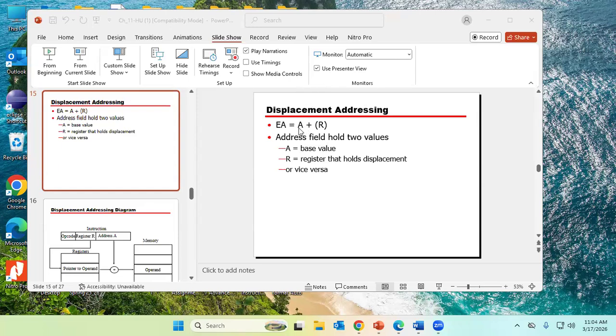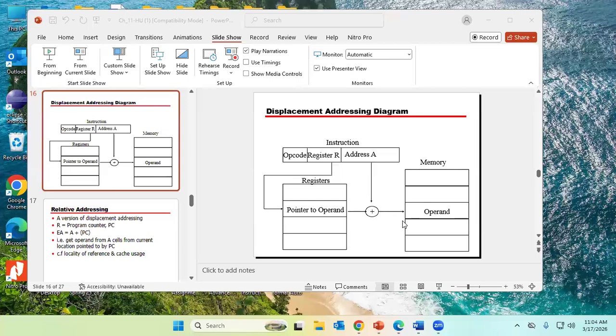So this one is saying it's an address plus the content of a register. It used to be A alone, or the content of A, or R alone, or the content of R. Now we have an address and you add to it the content of a register. So A is a base value, and R is a register holding the displacement. It doesn't have a memory location here, it has a number. Displacement from A, or vice versa, we will see it here.